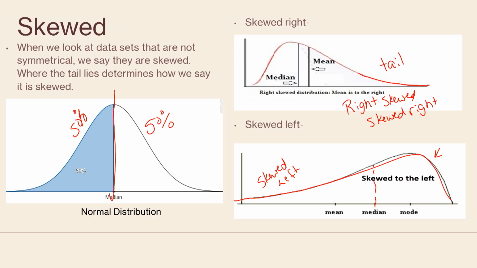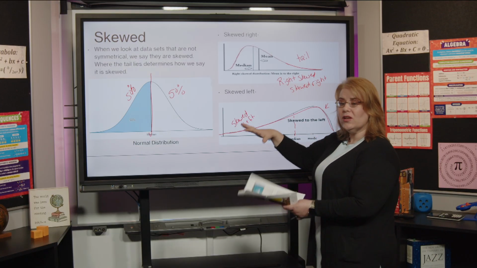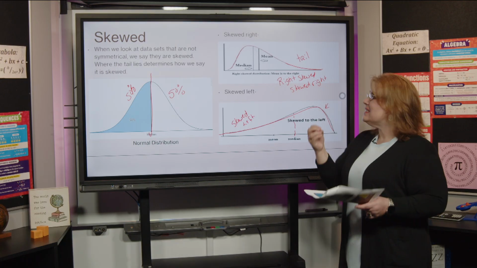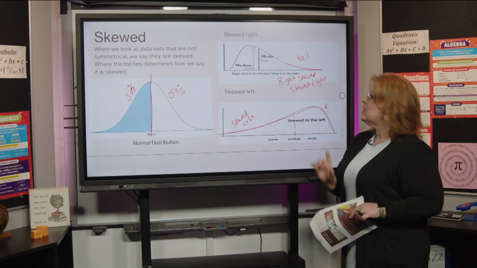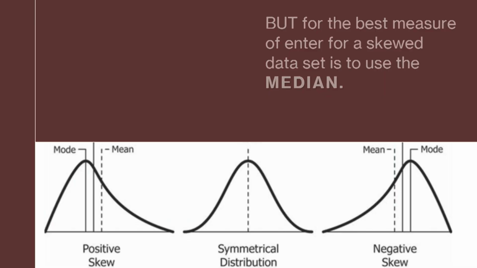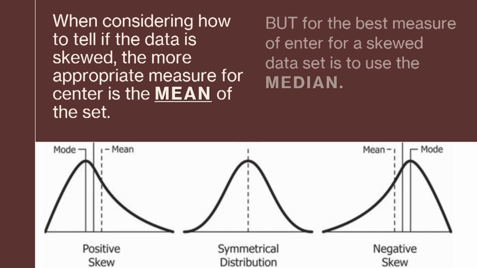So the majority of our data is on one side and the little part of our data is on the other side, which makes the tail. And wherever the tail lies says, hey, this is how we're skewed. So that's what those skewed data distributions look like. All right, but the best measure of center for a skewed data set is to use the median. So it says when considering how to tell if the data is skewed, the more appropriate measure for the center is the mean of the data set.